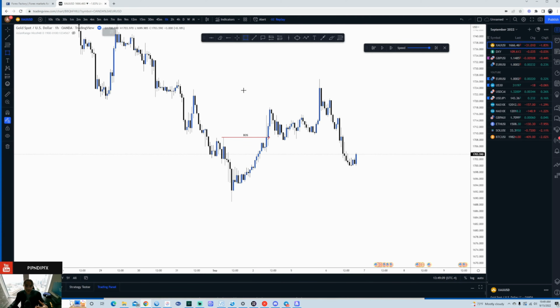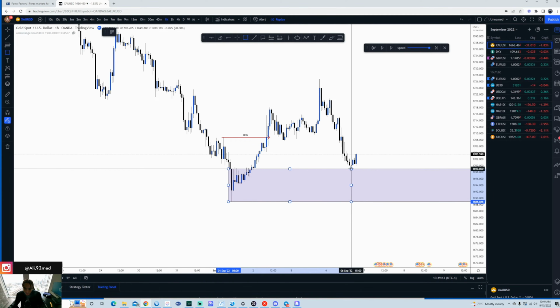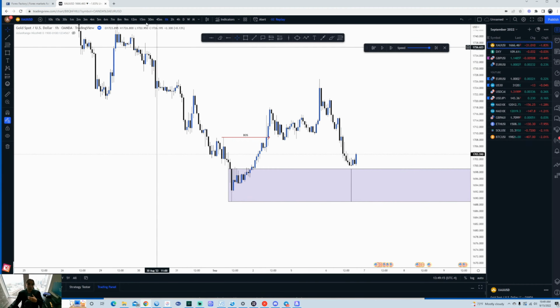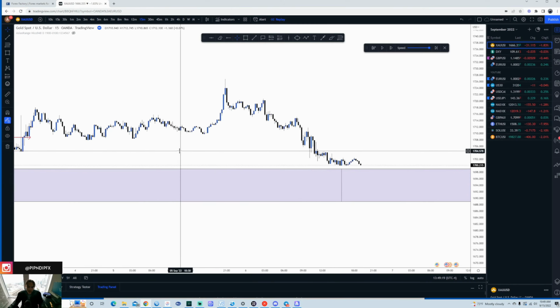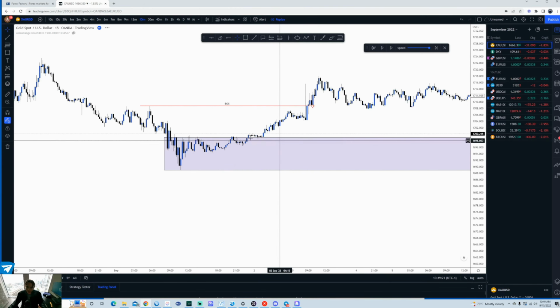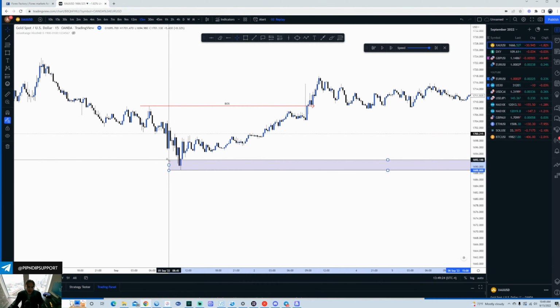After that, I'm going to mark up my order block on the hour one and then look to refine it. So usually I like to refine it down to the minute 5, but when I'm trading gold, I only like to go down to the minute 15. I feel like it's just more respected than the 5.